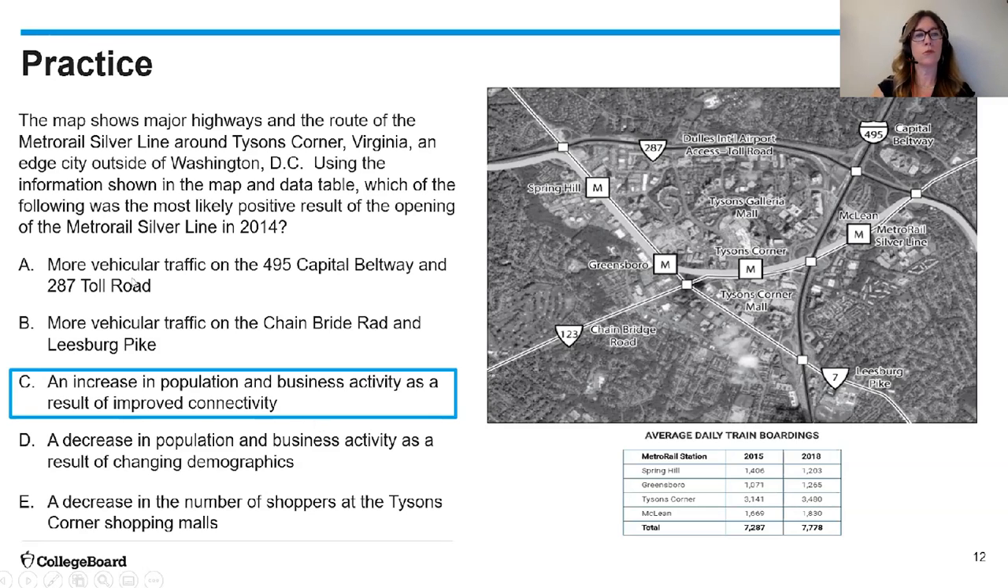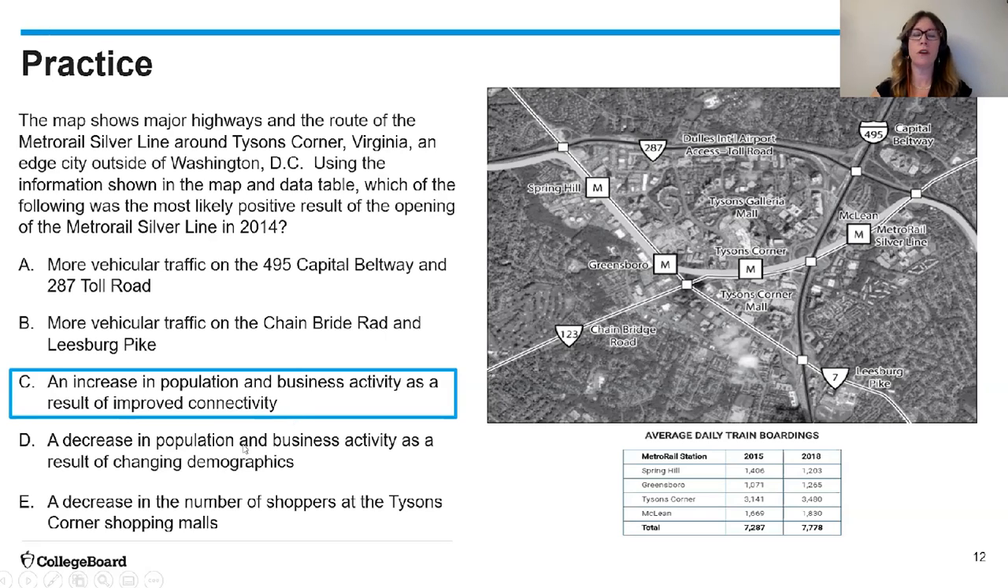So would A be really the right choice? I would think probably not. More vehicular traffic? I don't think so. More traffic on Chain Bridge Road and Leesburg Pike? I don't think so. We can see that C is the correct answer, an increase in population and business activity as a result of the improved connectivity.